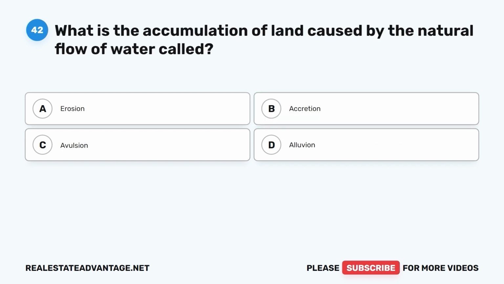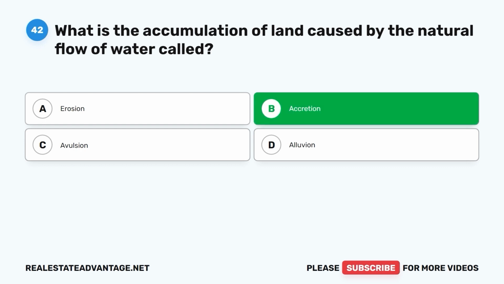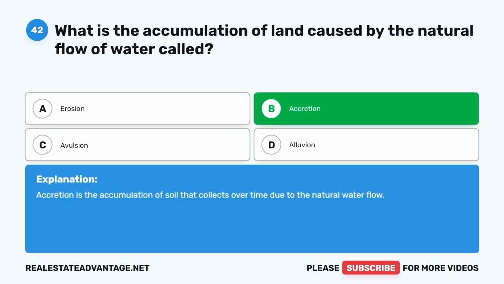Question 42. What is the accumulation of land caused by the natural flow of water called? A. Erosion, B. Accretion, C. Avulsion, D. Alluvion. The correct answer is B, accretion. Accretion is the accumulation of soil that collects over time due to the natural water flow.